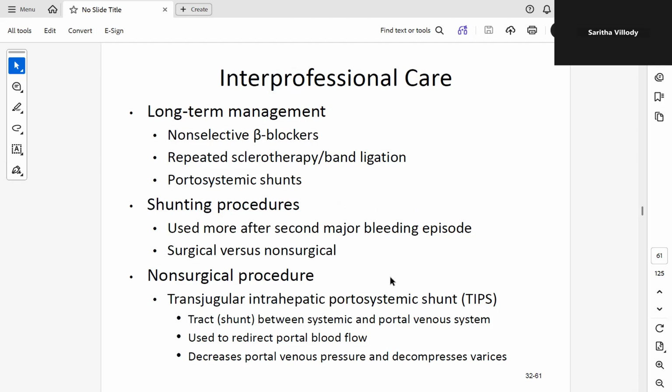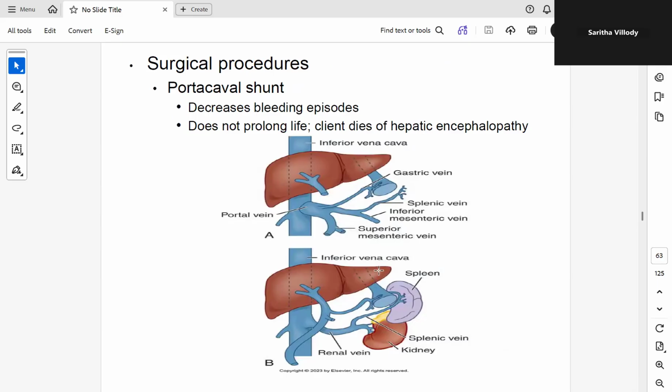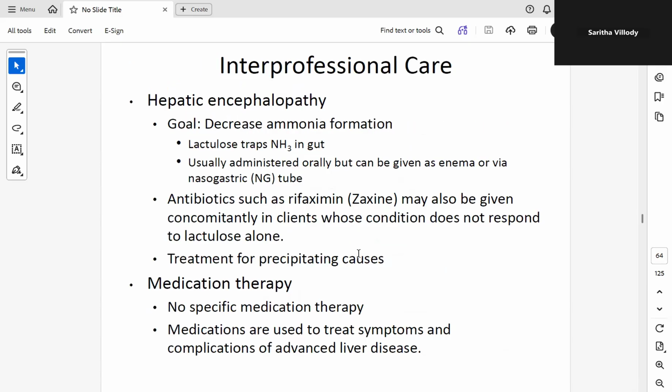Those are the things. Non-surgical procedures, sometimes we create a shunt between the systemic and portal venous system just to decompress or to reduce the venous congestion. So I will show you a picture of that. This does not cure the cirrhosis. It just helps to resolve that portal hypertension, just a little aspect.